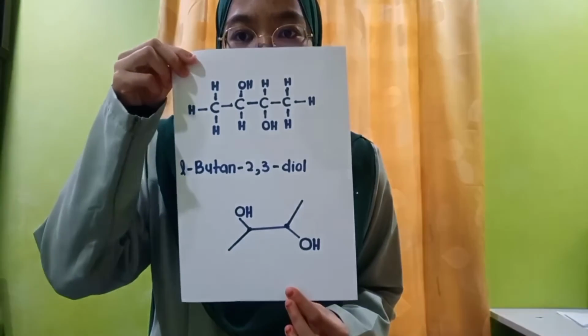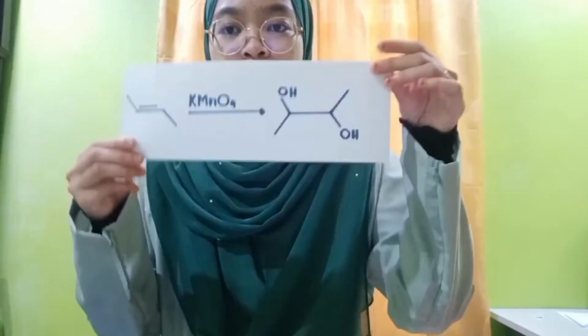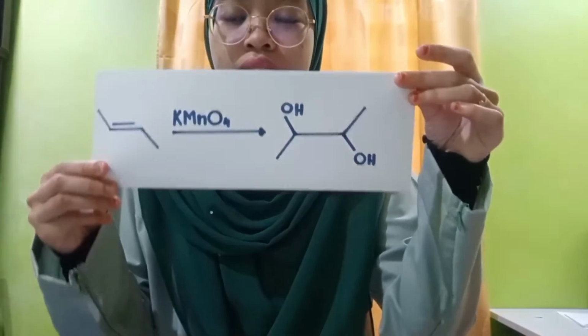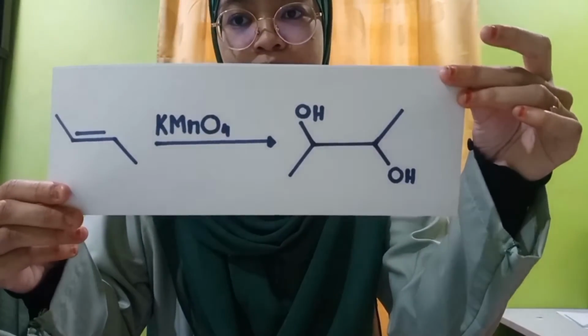Next, what is compound G? Compound G that I have found is L-butan-2,3-diol. So how do I determine this structure? Because the statement said that when compound B undergoes a reaction with cold neutral potassium permanganate, it will give compound G. So this is the reaction that occurs.